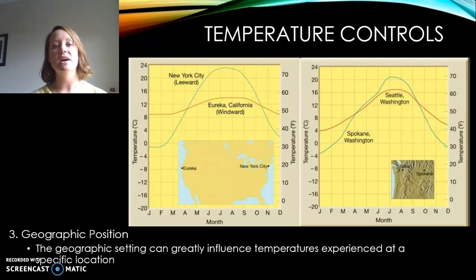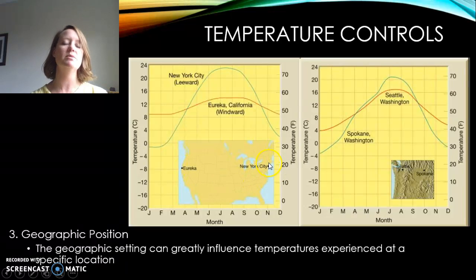All right, two more examples. When we look at geographic setting, this also affects the temperatures. Areas that are continental versus coastal, but also depending on the ocean surrounding those areas. If we look at Eureka, California, which is on a windward coast, meaning you've got the wind blowing in from the ocean. Then we have New York City, which is leeward because we have our wind blowing from the land out to the water. So New York City is going to have more of a continental climate where you've got the bigger range, and Eureka is going to be more mild because it's the windward coast. If we look at Seattle and Spokane, Seattle is on the windward side of the mountain, and Spokane is on the leeward side of the mountain, where it's much more dry.